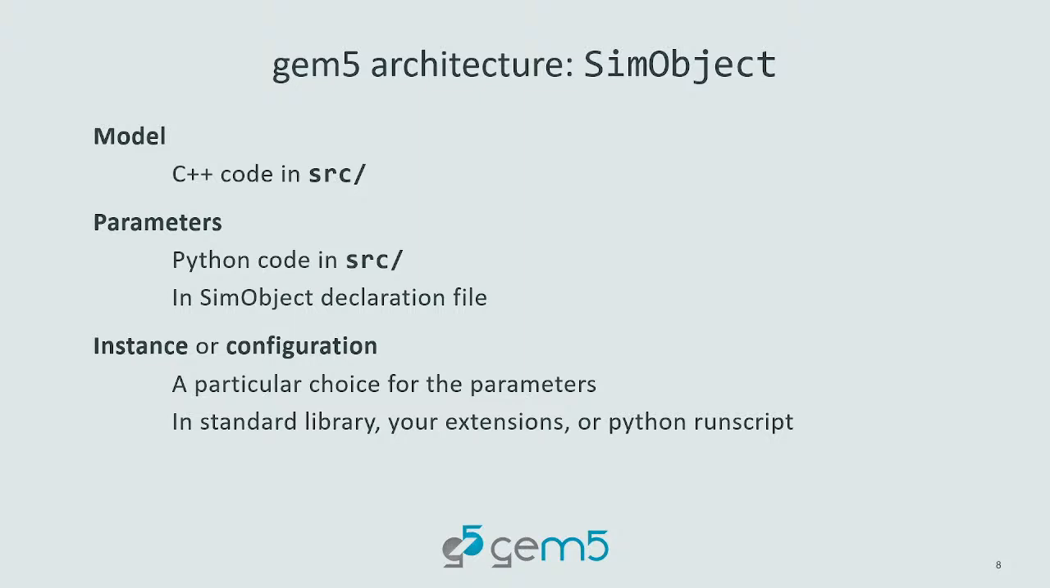When you create a model, you might want to create some parameters for that model. Say if it's a cache, maybe it has a size, associativity. Those are for your model, also in source, but you write what we're going to call a sim object declaration file. So this is a Python file that declares the sim object and the parameters. And this is the binding between Python and C++. My talk on Wednesday morning will show you how to write this.